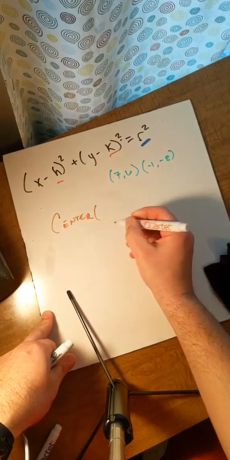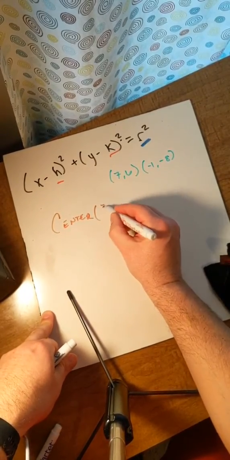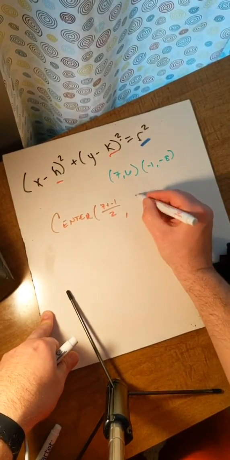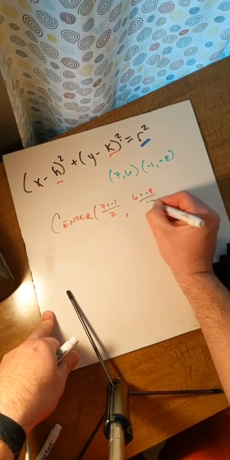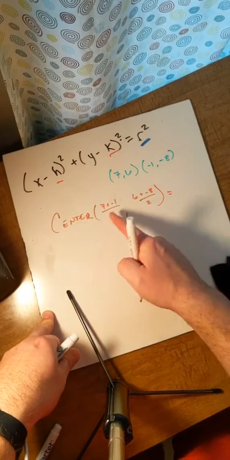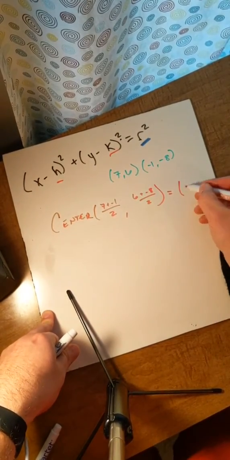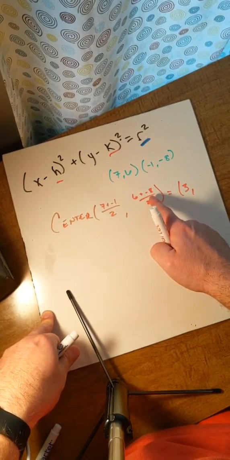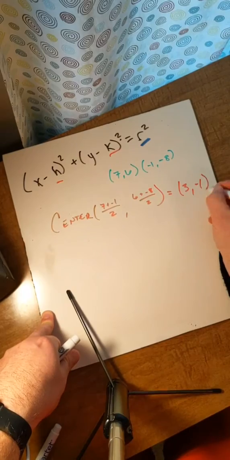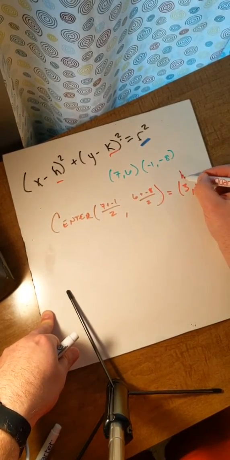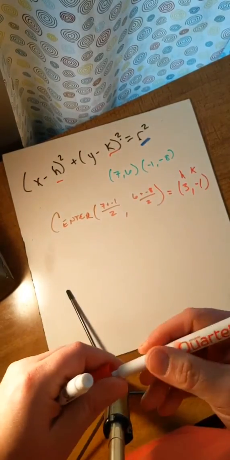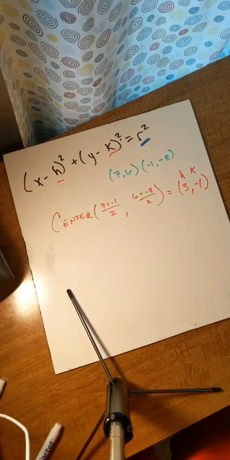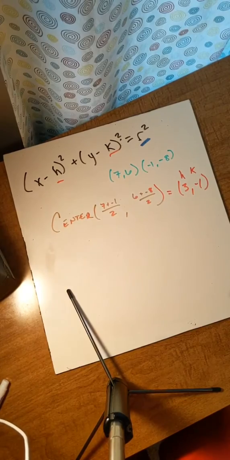we're going to add them up. So 7 plus -1, we'll divide that by 2. And then we'll also do 6 plus -8, and we'll divide that by 2. And so the center is at, let's see, that'd be 6 divided by 2, 3. All right, 6 plus -8, that'd be -2 divided by 2, -1. So there we go. We already got our h and k by finding the midpoint. The next thing we want to do is to find the radius.